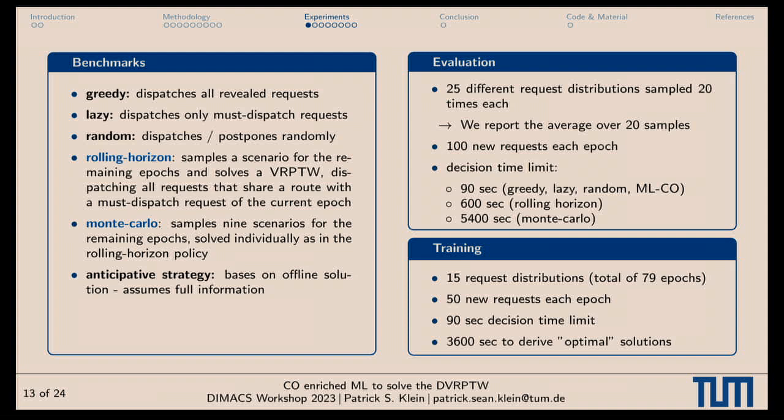Now, to evaluate these benchmark strategies and our pipeline, we consider 25 different request distributions, which we sample 20 times each, and always report the average over these 20 samples. We draw 100 new requests each epoch, and consider a decision time limit of 90 seconds for greedy, lazy, random, and MLCO, so our pipeline.